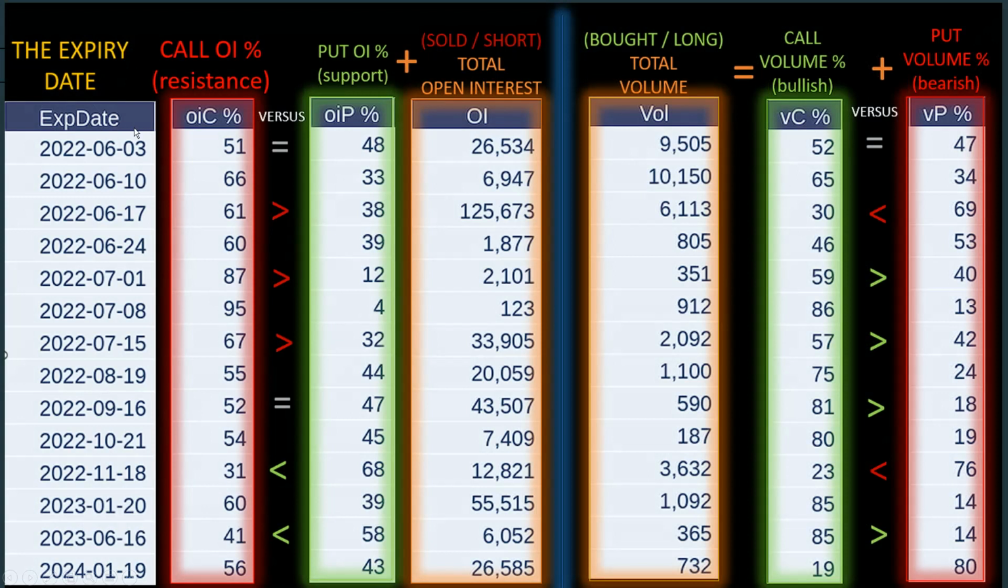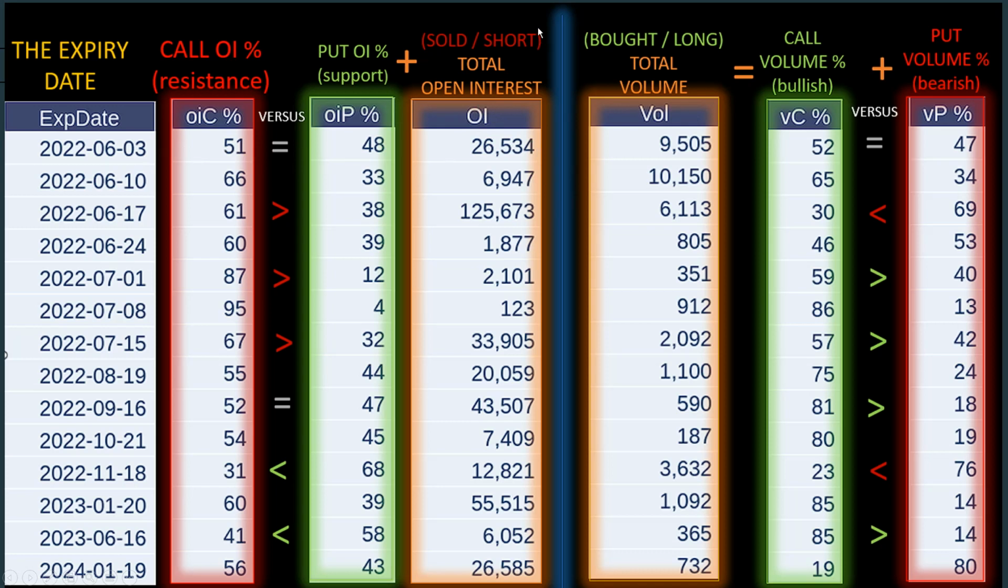Well, our different columns here: we have an expiry date, OIC percent, OIP percent, OI, volume, VC percent, and VP percent. The expiry date is obviously just the date that your contract expires. The call OI percent, that's with the C, is for calls, and you can think of call OI as resistance. Put OI can be thought of as support. All it's saying is open interest resistance and open interest support. Which one's higher determines which one is which. The total open interest is obviously just the addition of these two together.